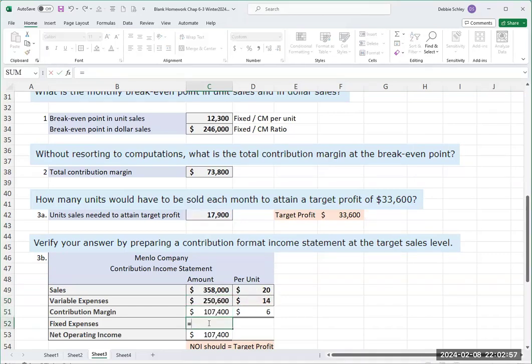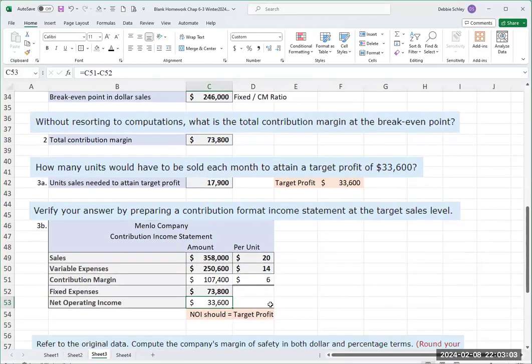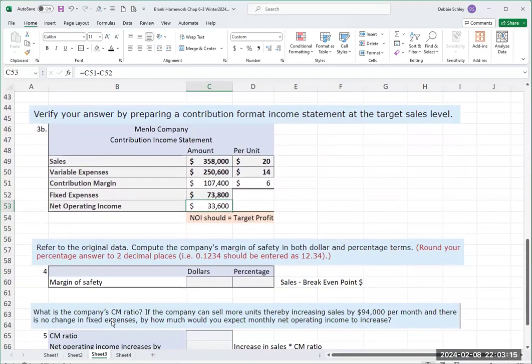And then my fixed expenses didn't change, 73,800. And if you did this right, then this number right here should be the same as the target profit that they were asking for in 3A. Okay, so that was 3B.